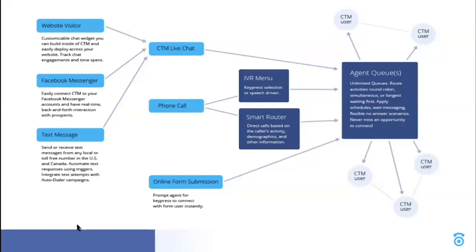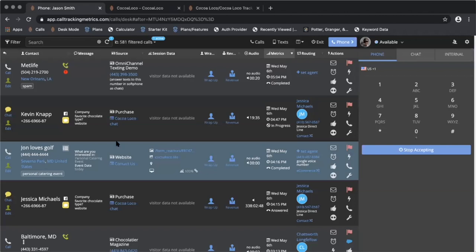So with that, I'm going to switch over my screen here, and we're going to look at this stuff in action. Now you should be looking at the CallTrackingMetrics account. As an agent here logged into CallTrackingMetrics, accepting phone calls, you can see that I have the ability to accept a phone, a chat, or an internal communication from my team.